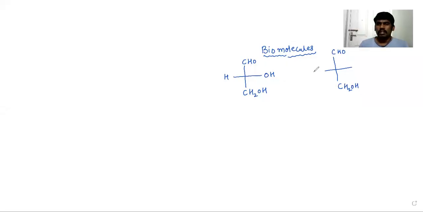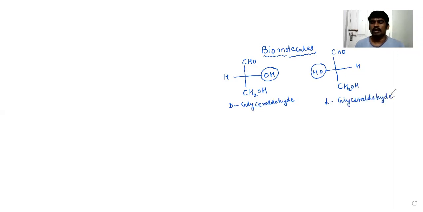In glyceraldehyde, if the OH group is on the right hand side, then it is said to be D-glyceraldehyde. If the OH group is on the left hand side, then it is said to be L-glyceraldehyde.